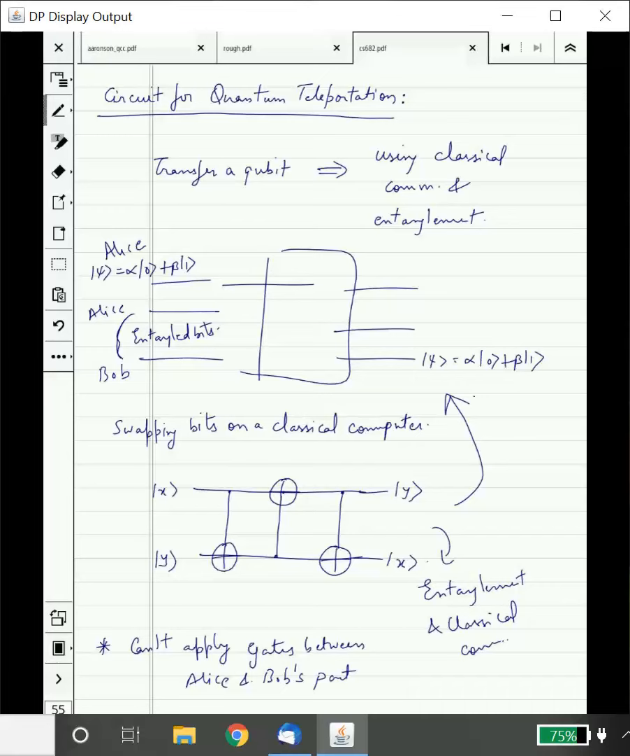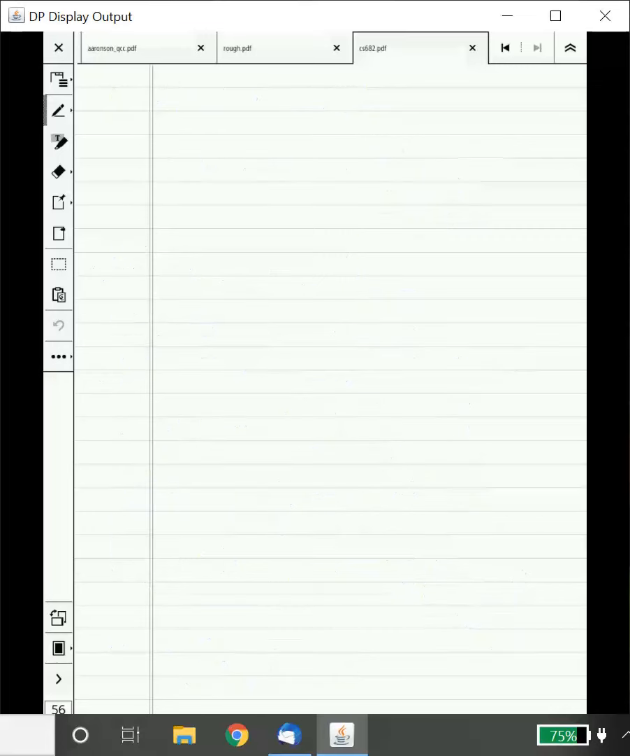How to do it? You will have to remember that this is the circuit of interest. This is what we want to accomplish. Without loss of generality, we can assume that Bob starts with a 0 qubit. Then we want to simulate this part. I have just reversed the order of C naughts. That doesn't change anything. By symmetry, this should swap between the two states. This is the circuit we want to simulate.